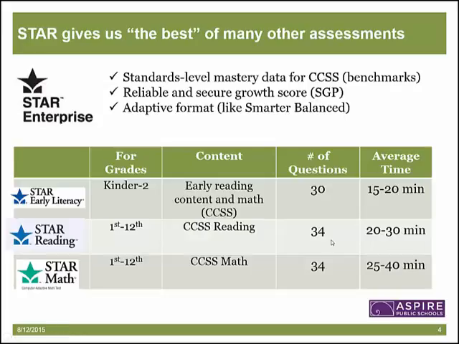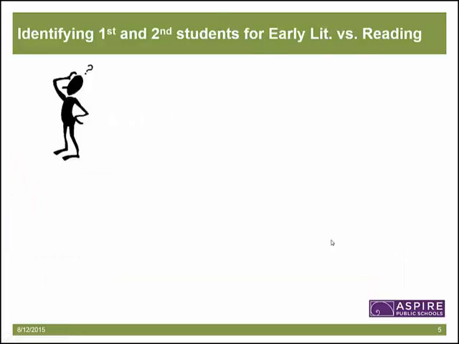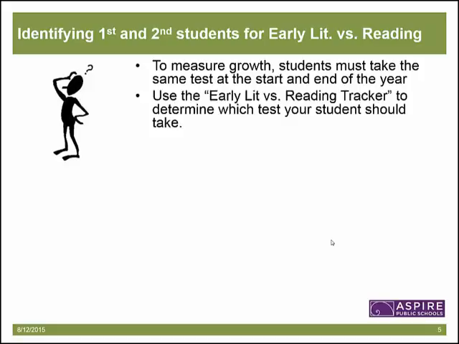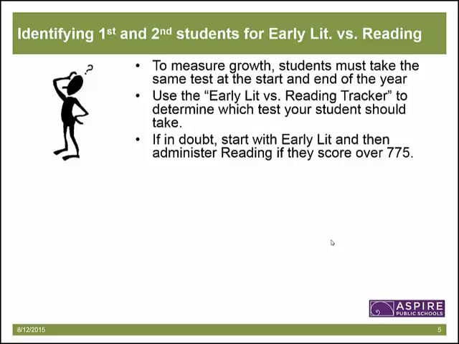So identifying for first and second grade students which test to administer is one of the bigger challenges with STAR, but one that we have a solution for. So first, we should note that in order to measure growth over the course of the year, students have to take the same test in the fall and spring. So you'll use what's called the Early Lit versus Reading Tracker, which is an Excel document to determine which test your students should take this fall. If you're in doubt, you can administer early literacy, and then if they score over 775, you can administer reading.